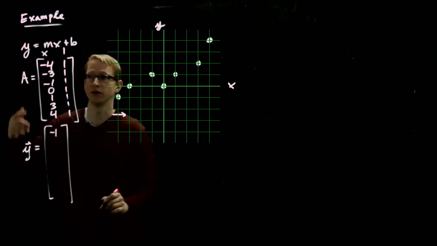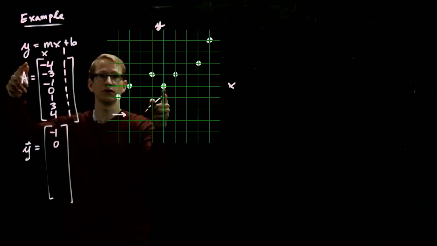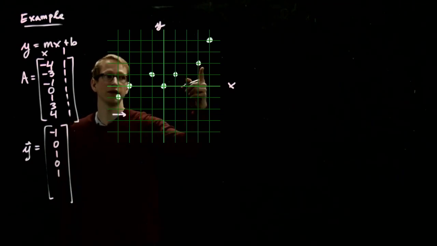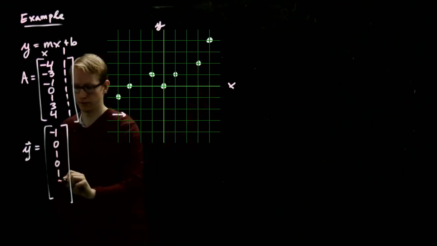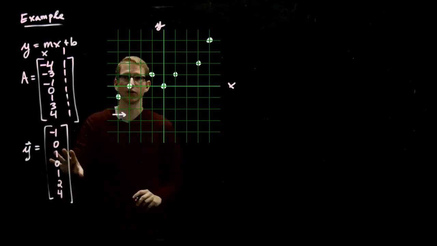Again, there are D entries here as well. The next one is 0. Then it's 1, 0, 1. And the last two are 2 and 4. So this is all of the information that we need.